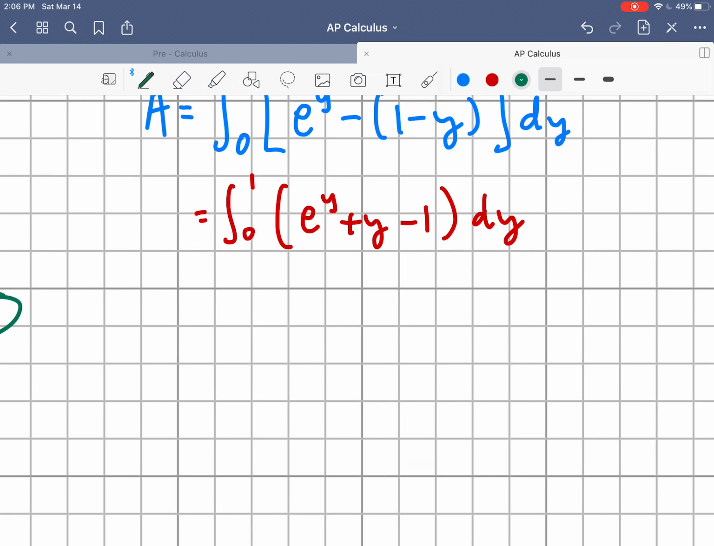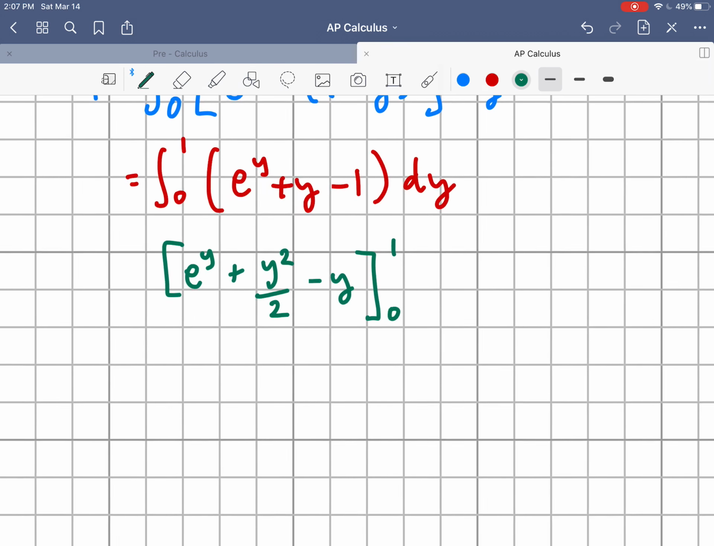So now we can integrate. This will be much easier. So our antiderivative of e to the y is e to the y. The antiderivative of y will be y squared over 2. And the antiderivative of 1 with respect to y is minus y. And I will evaluate it from 0 to 1.